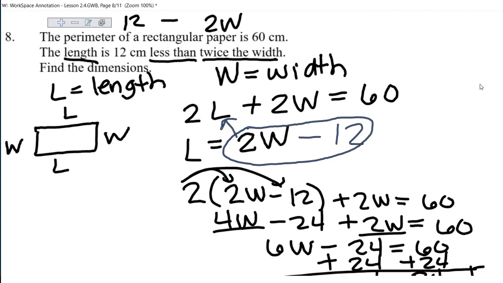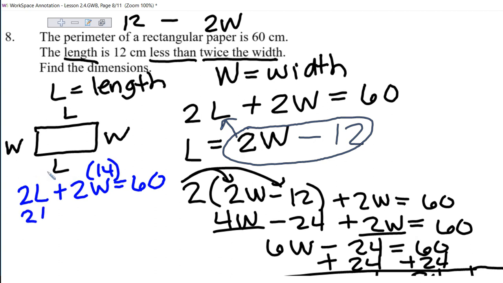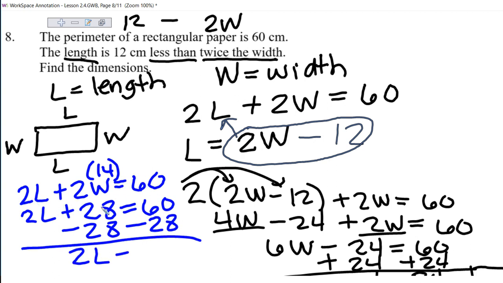Now for the length, do we want to use the top or bottom? You can use either one. 2L plus 2W equals 60. And here the width is 14. So what's 2 times 14? 28. So this would be 2L plus 28 equals 60. Subtract 28 from both sides. And what's 60 minus 28? 32. Divide both sides by 2. The length is 16 centimeters.